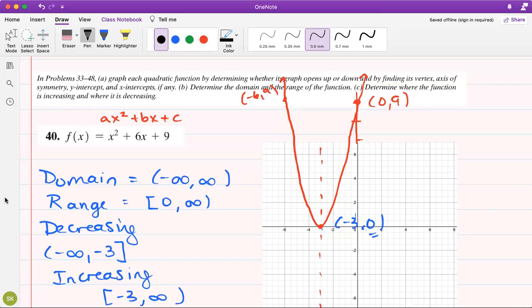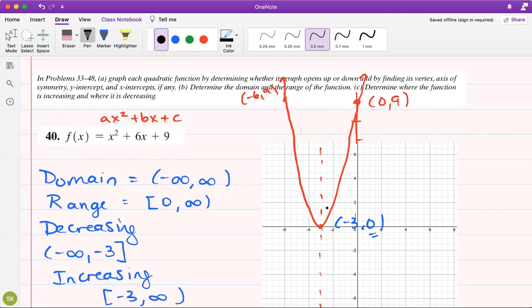Last time we ended on this problem where we were given a function and we were asked to graph the function. It's a quadratic function, so it was a parabola. We saw that it pointed upwards. We found the vertex, the axis of symmetry. We found the y-intercept and the x-intercept. We also found where the function was increasing and decreasing in the domain and the range.